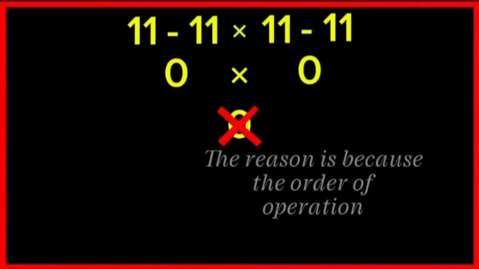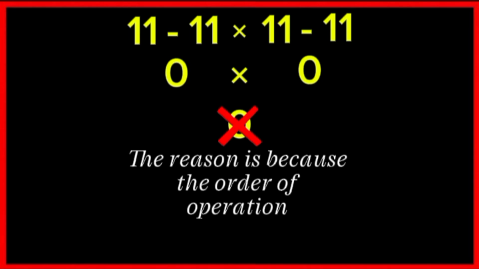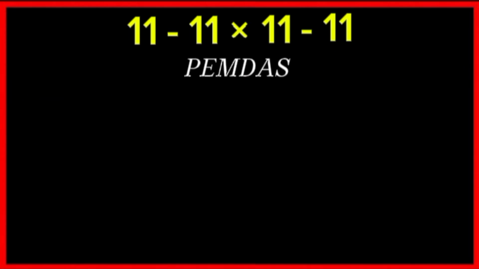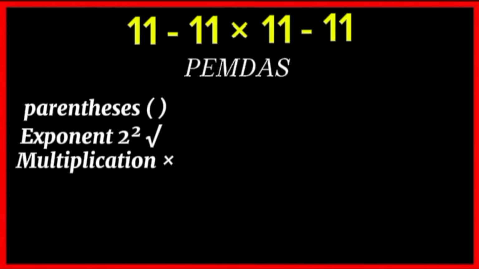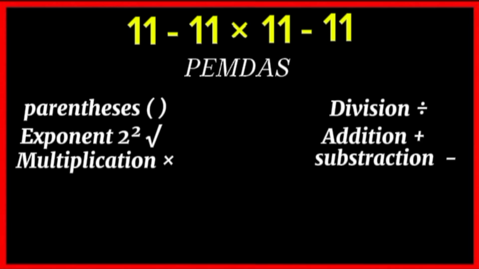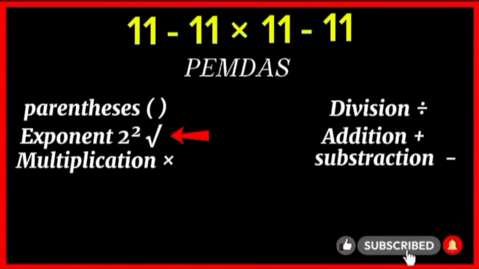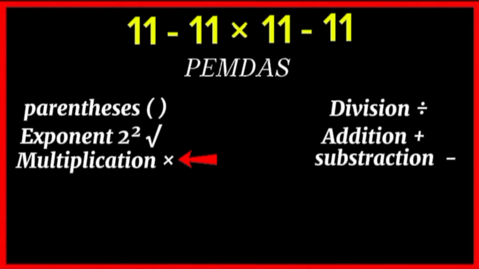The reason is because of the order of operations, also known as PEMDAS. PEMDAS stands for parentheses, exponents, multiplication, division, addition, and subtraction. This rule tells us the correct order to solve mathematical expressions. First, we solve parentheses, then exponents, then multiplication and division from left to right, and finally addition and subtraction from left to right. Now in this expression, we have multiplication and subtraction.